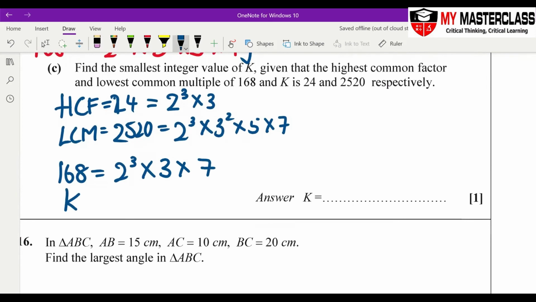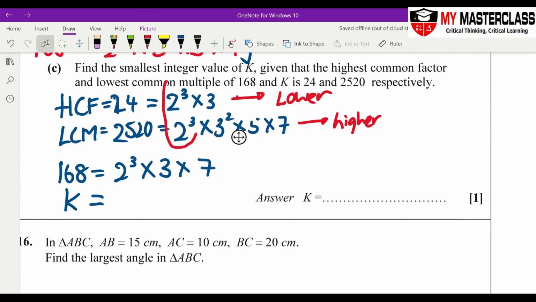Now, I don't know what k is. So look here. Basically, this one gives you the lower power of these 2 numbers. This one gives you the higher power of these 2 numbers. First, I compare 2 to the power of 3. The lower power of these 2 numbers and the highest power of these 2 numbers are both 2 to the power of 3. So Isabel, must k have 2 to the power of 3 or not? Yes, because the lower power is 2 to the power of 3 and the highest power is also 2 to the power of 3.